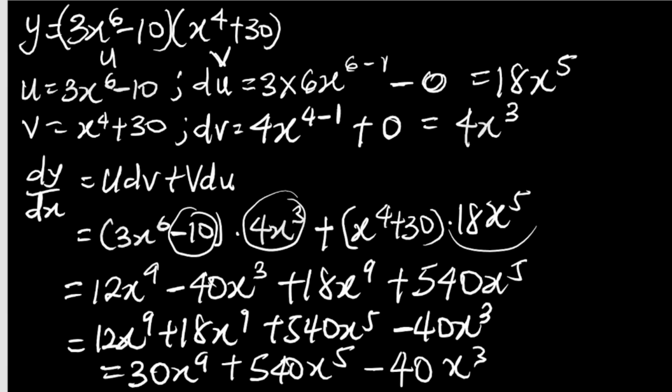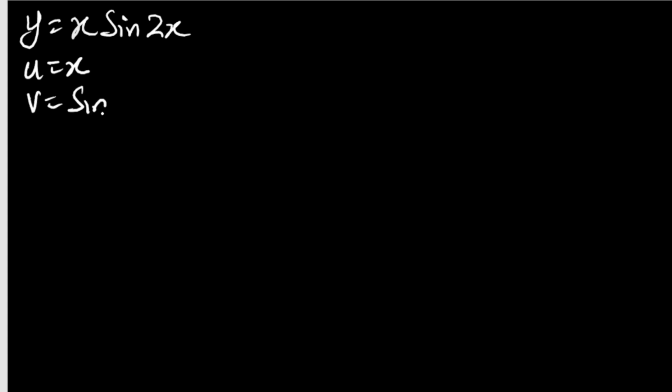Okay, now let's say we have something else. They give us y equals x sine 2x. So you can as well pause this video and see if you can try this out yourself. Okay, now let's say the x you're seeing is our u. So we'll say our u is equal to x, and our v is equal to sine 2x.